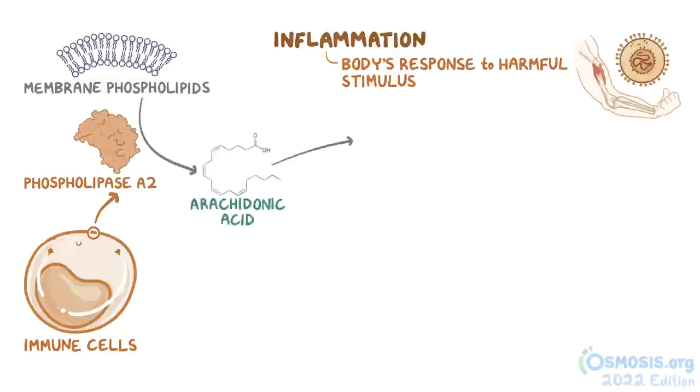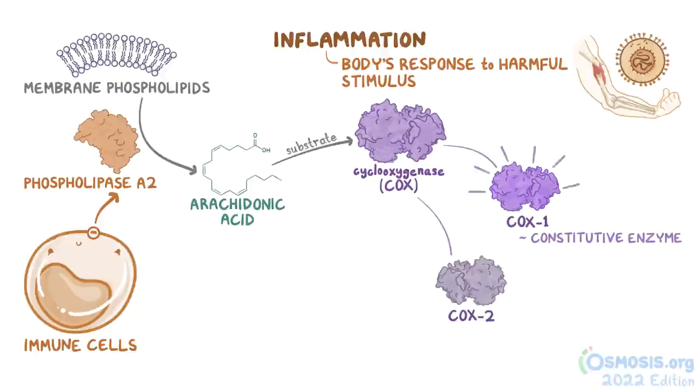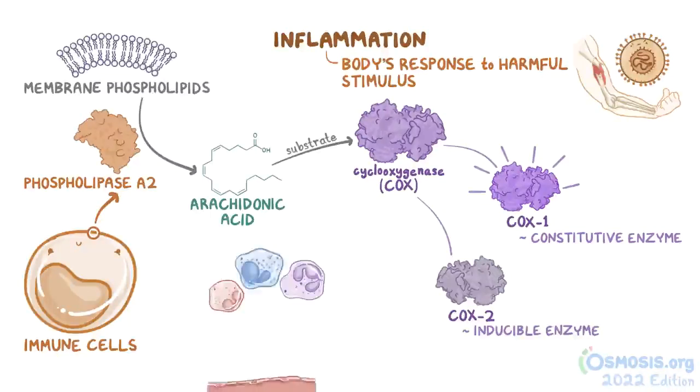Arachidonic acid is a substrate for an enzyme called cyclooxygenase, or COX. The enzyme cyclooxygenase exists in two different isoforms, COX-1 and COX-2. COX-1 is a constitutive enzyme, meaning that it's always active, while on the other hand, COX-2 is an inducible enzyme, meaning that it must be turned on to function. This is usually triggered by immune cells and vascular endothelial cells during inflammation.